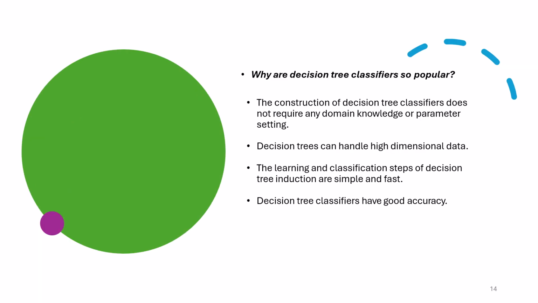Why is the decision tree classifier so popular? The construction of decision tree classifiers does not require any domain knowledge or parameter setting and therefore is appropriate for exploratory knowledge discovery. Decision trees can handle multi-dimensional data. Their representation of acquired knowledge in tree form is intuitive and generally easy to assimilate by humans. The learning and classification steps of decision tree induction are simple and fast. In general, decision tree classifiers have good accuracy.